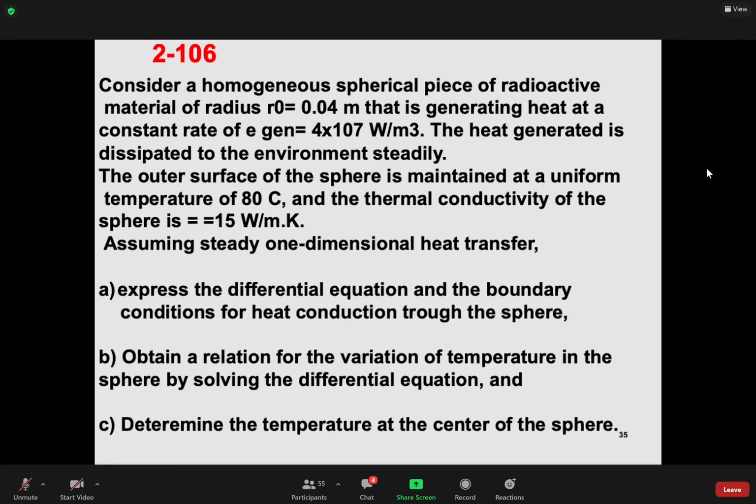The outer surface of the sphere is maintained at a uniform temperature of 80 degrees. Therefore, they provide an outside environment whose temperature will remain at 80 degrees. And the thermal conductivity of the material of the sphere is 15 watt per degree per meter. Therefore, that's the conductivity. Now, they even specify that it is inside a uniform environment, therefore we assume it's one-dimensional, okay? Therefore, it's not a function of the angle, everywhere is the same, okay? We're trying to express a differential equation and boundary condition for the heat conduction through the sphere, okay?